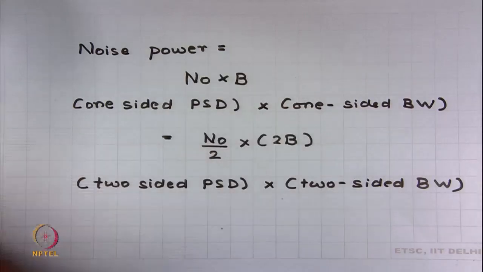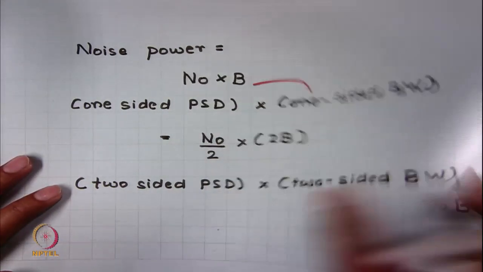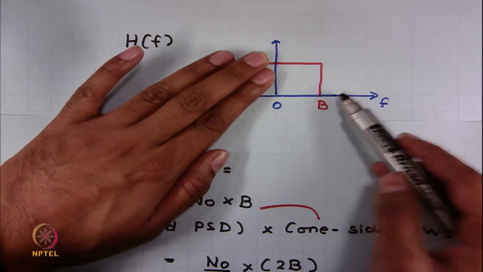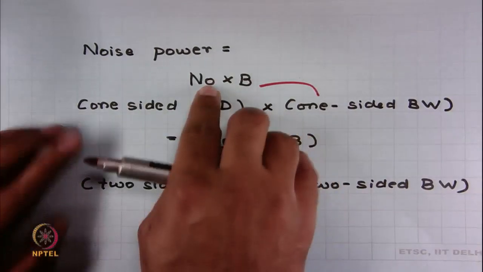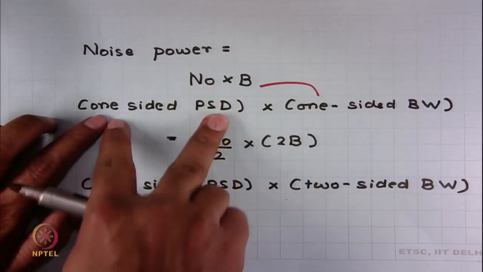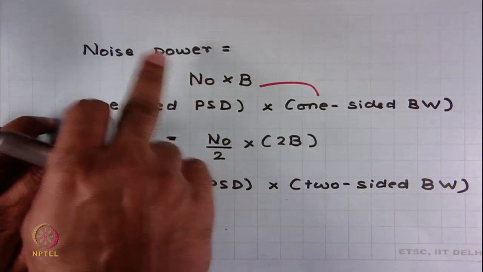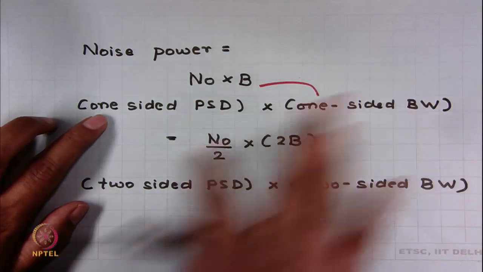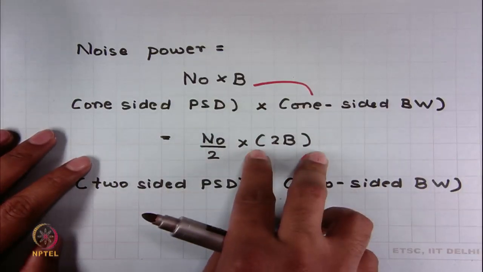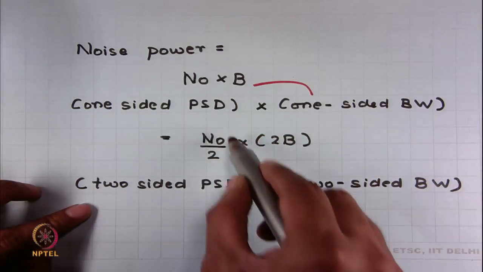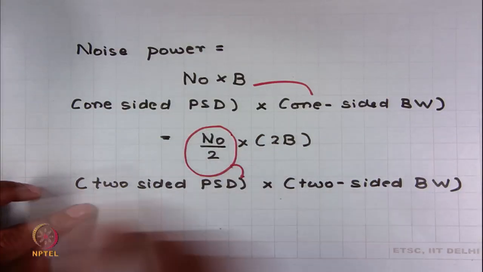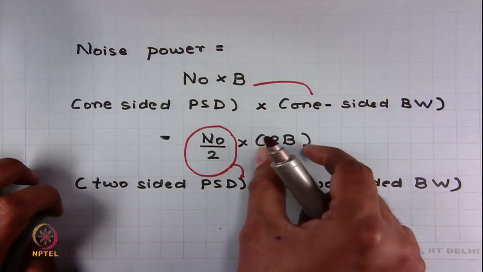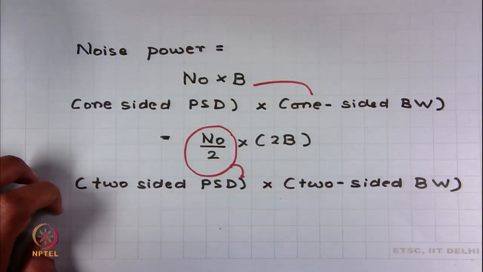We have already seen that this B is referred to as one sided bandwidth. While thinking about the one sided bandwidth, we only have to look at the positive side of the spectrum, and this N naught is the one sided power spectral density. So, you can obtain the noise power by multiplying the one sided power spectral density with the one sided bandwidth, or you can multiply the two sided bandwidth with the two sided power spectral density. This N naught by 2 is actually the two sided power spectral density. So, if you are using the two sided power spectral density, you have to multiply this with the two sided bandwidth to get the noise power.